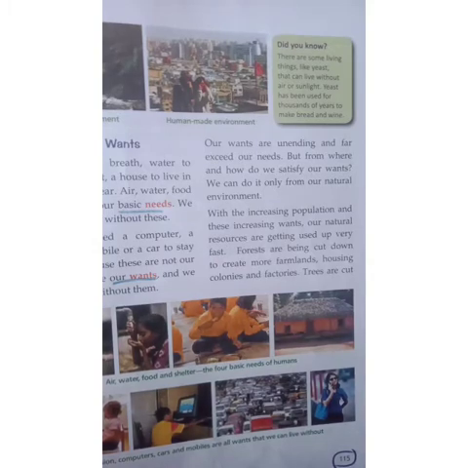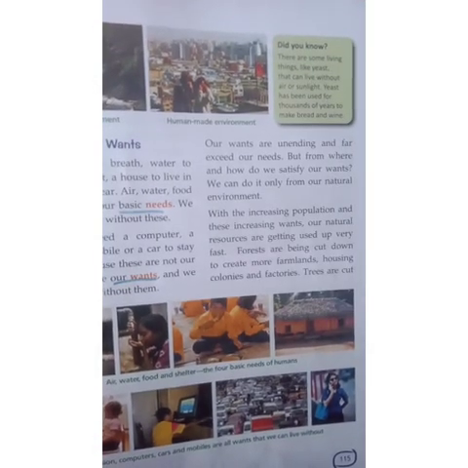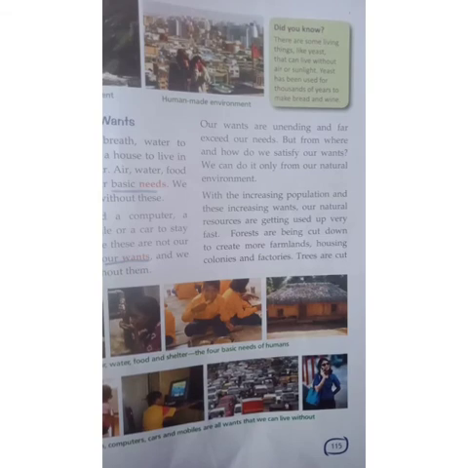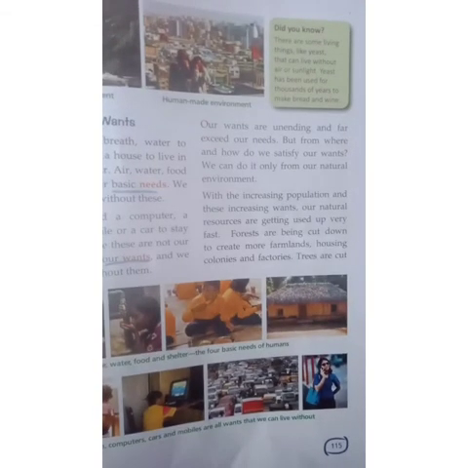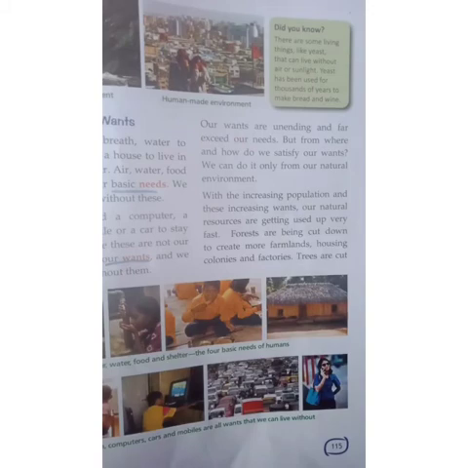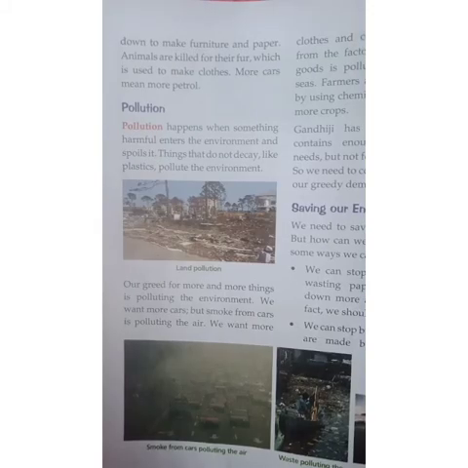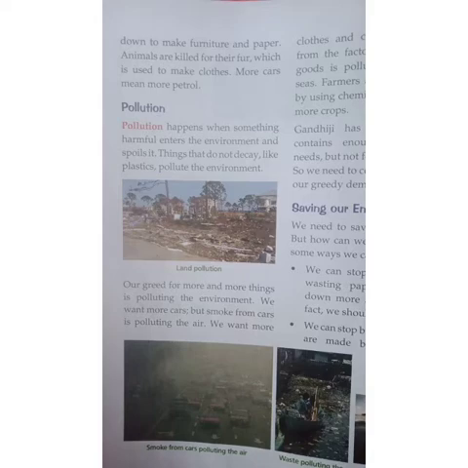Forests are being cut down to create more farmlands, housing colonies and factories. Nowadays you can see forests are being cut down. Why? To build houses, factories and colonies. Even trees are being cut down to make furniture and paper. Even animals are being killed because of their fur, which is used to make clothes.